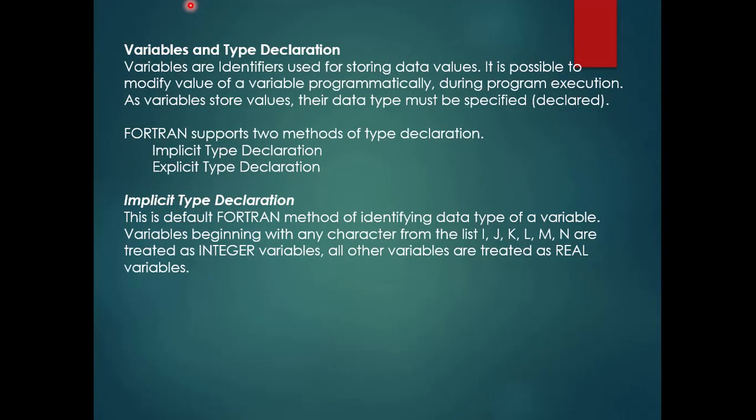If you go ahead with the variable and type declaration, so whatever variables are there, how do we declare them? To declare them, there are two methods. The first one is the implicit type, and the second one is the explicit type.